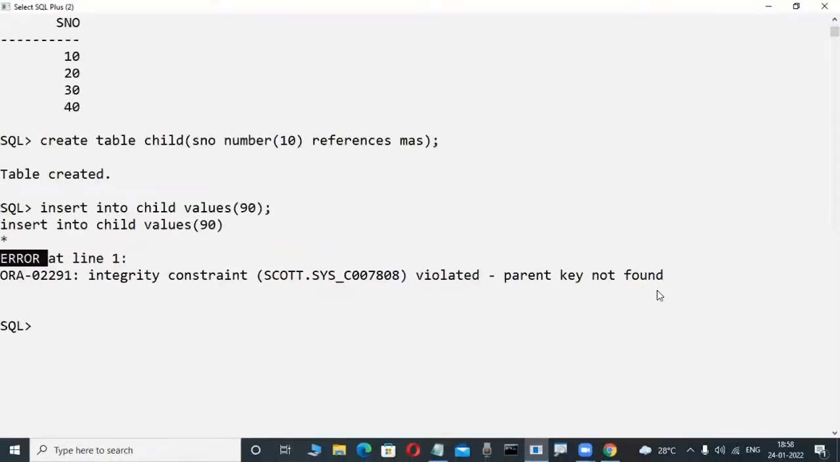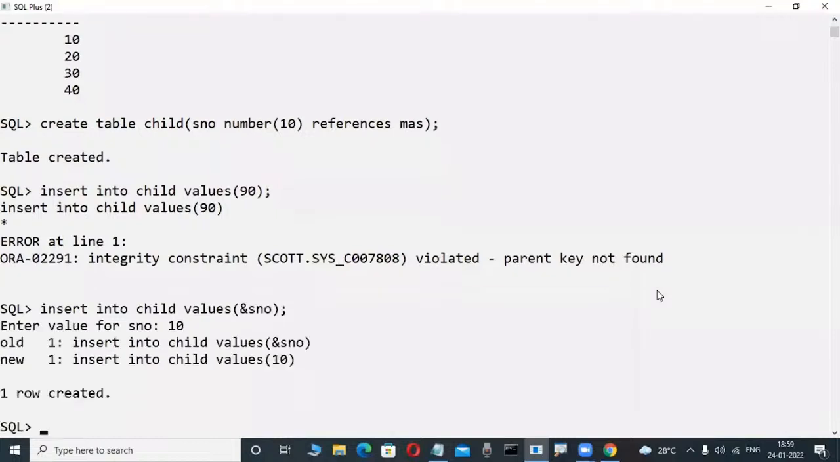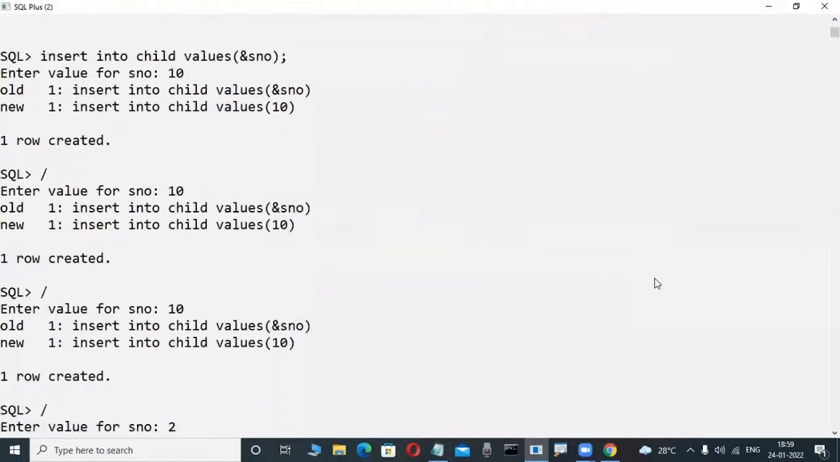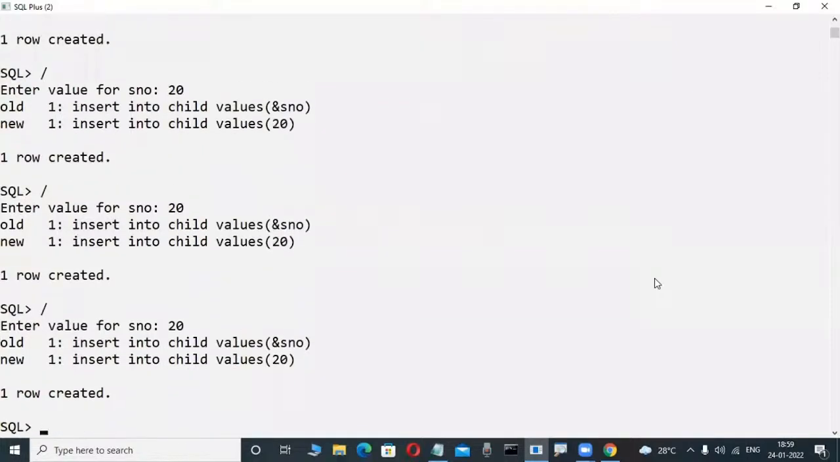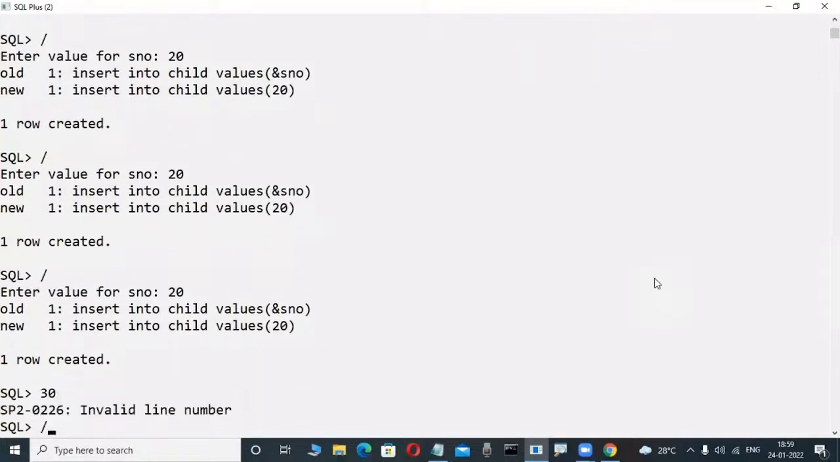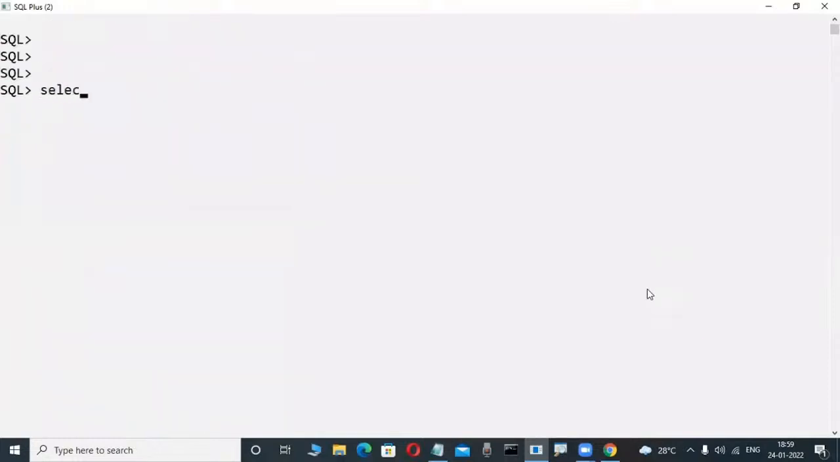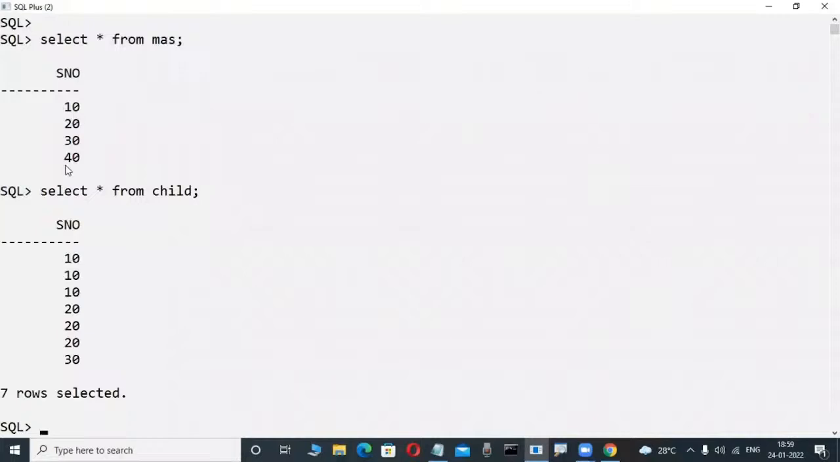Your 90 is not there in the master table. Now suppose I try to insert some values. Again 10, duplicates are possible. I'm inserting 10, again 10 is possible, again 20 possible, again 30 is possible. Like this, duplicate data is possible in the child table. Observe here, this is the master table, and this is the child table. Now, master and child are there, and you will become familiar with them in the course.